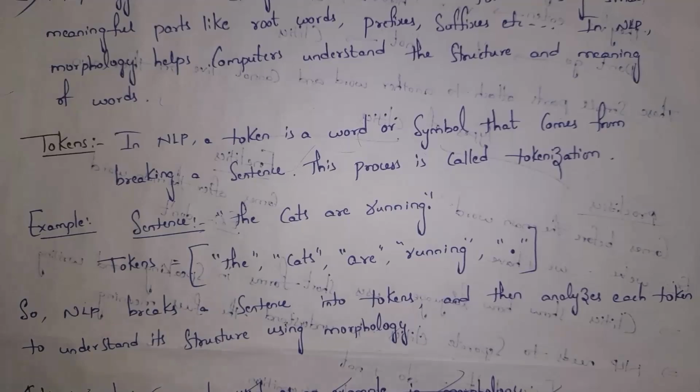So in NLP, whenever we give any sentence, at first NLP will break that sentence into tokens. After breaking the complete sentence into tokens, NLP will understand the structure and meaning of each token. So NLP breaks a sentence into tokens and then analyzes each token to understand its structure using morphology. NLP will understand the meaning of each token using the morphology concept.